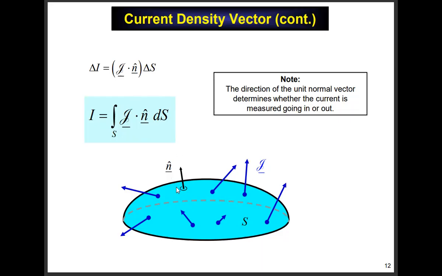And again, the unit normal has two directions. If the unit normal is out or upward like this, then I means the amps that have crossed this bowl going in the net upward sense. Does that make sense? Okay.